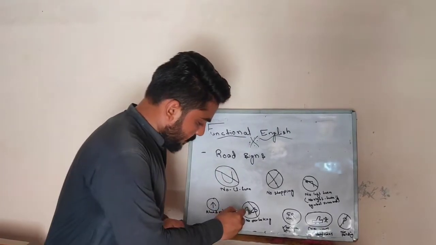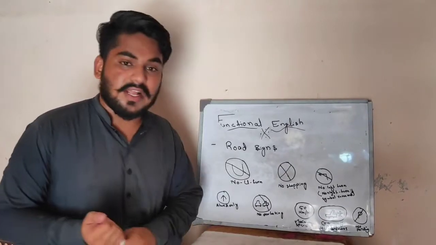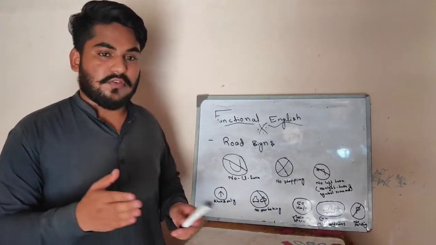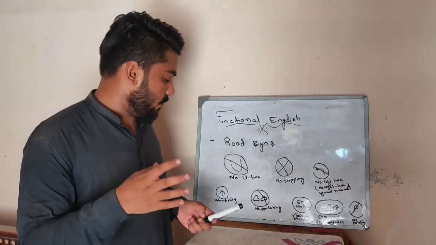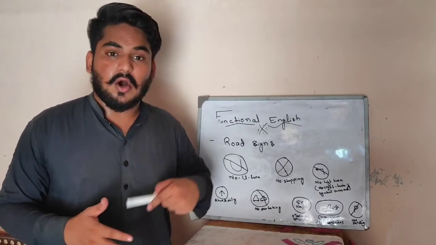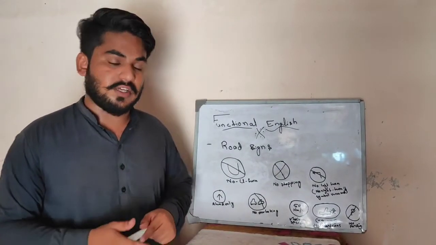Another board sign is no overtaking, like this. The board sign shows two vehicles with a cross on the second vehicle, which means you have to follow the first vehicle and you are not supposed to overtake, because there is one road which is used for two ways only.